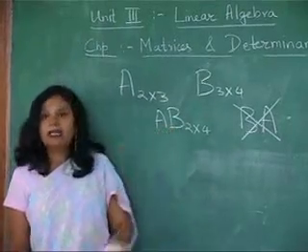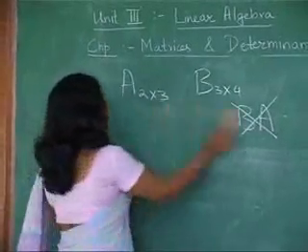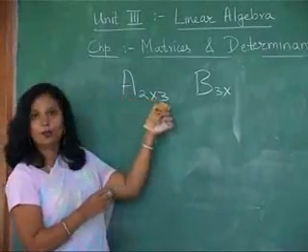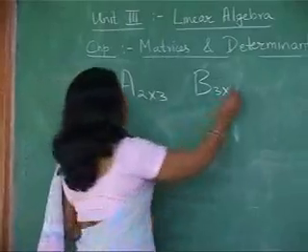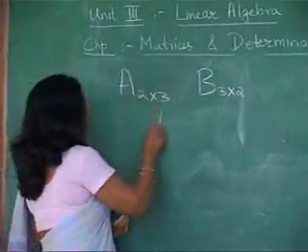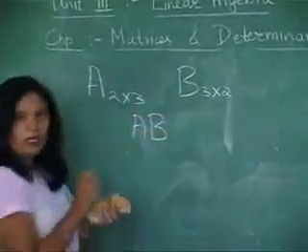Another thing that could happen is, suppose I take A to be a matrix of order 2 by 3 and I take B to be a matrix of order 3 by 2. Then I can find A into B.